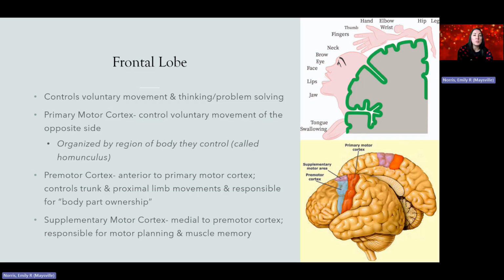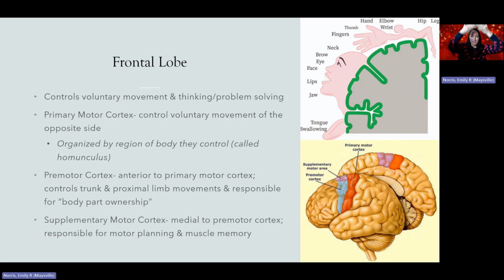So the frontal lobe, remember, we think personality, we think our filter, our logic, our reasoning and our planning abilities. All those centers are there in the frontal lobe, but it also controls movement and problem solving, even with movements. In the frontal lobe, we have our primary motor cortex, which controls our voluntary movements of the opposite side of the body. So remember, the right side of the brain controls the left side of the body. It's organized in that homunculus.